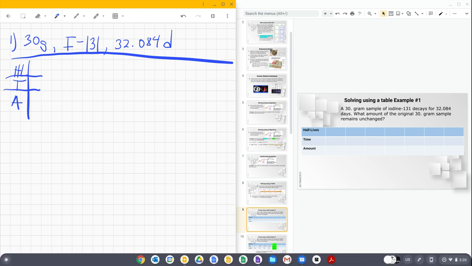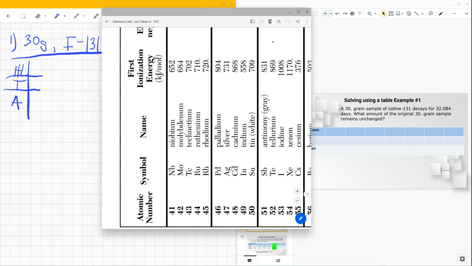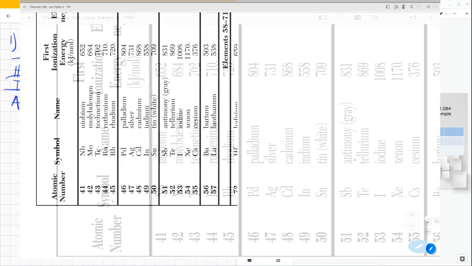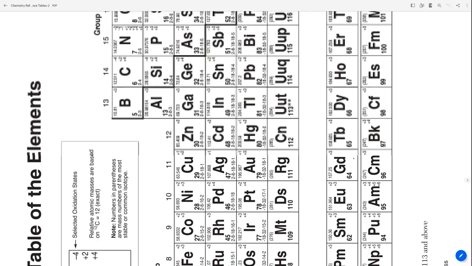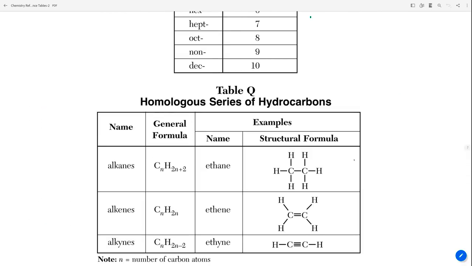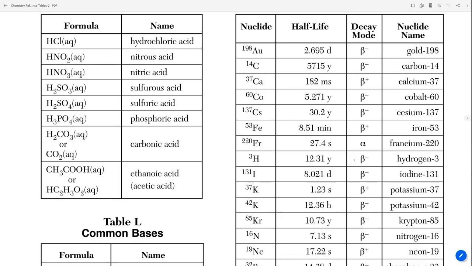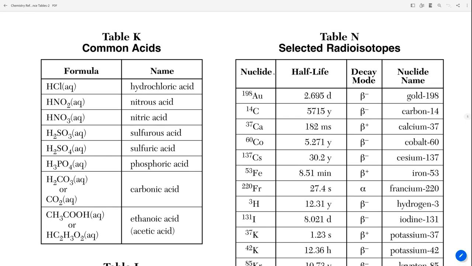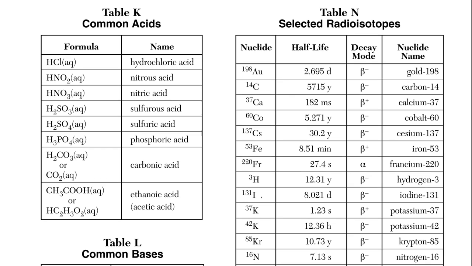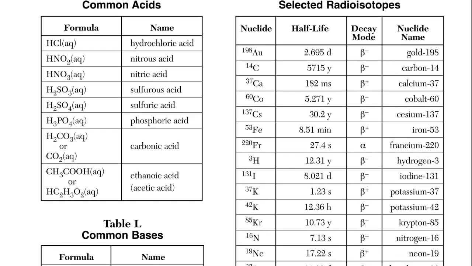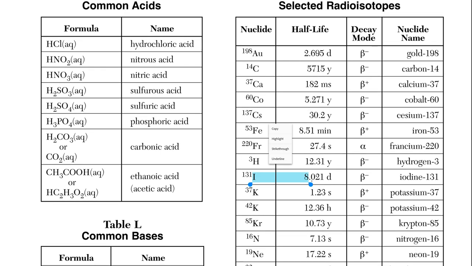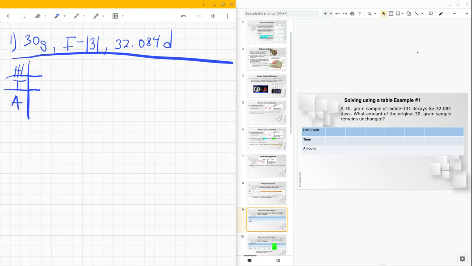All right, so first thing we need to do is go to the chemistry reference tables and go to reference table N. So if we go to table N, we'll find the isotope. So we're looking for iodine 131 and we're looking for its half-life. So iodine 131, there we go. The half-life is 8.021 days. So now we know that the half-life is 8.021 days.